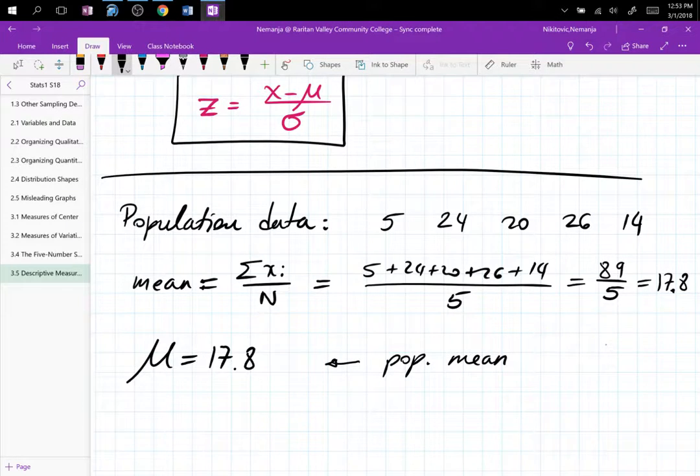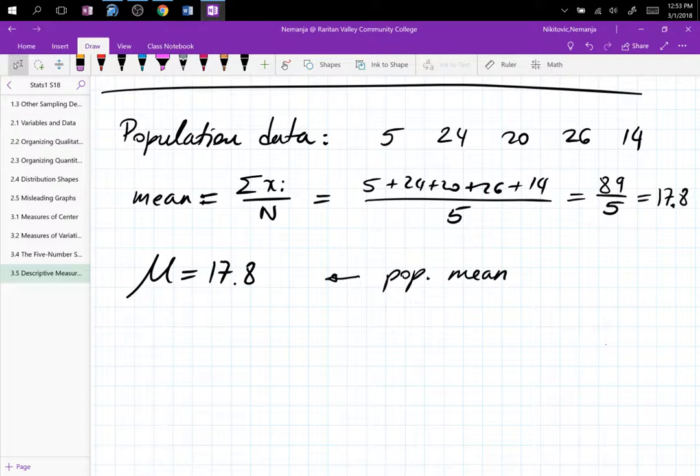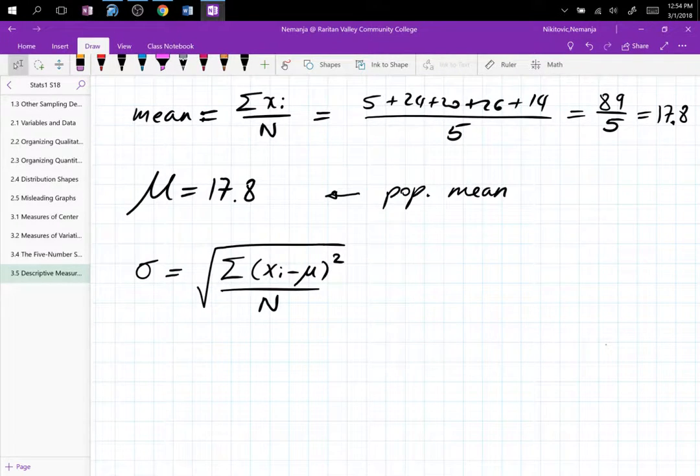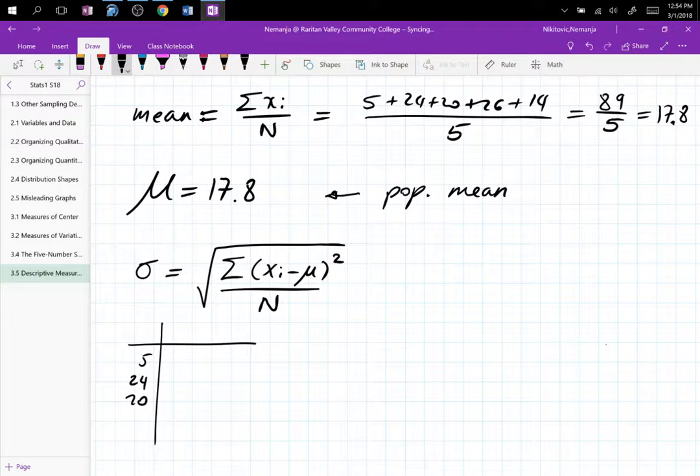The next in line for us to find is the standard deviation. To find standard deviation, we are using our formula. Sigma equals square root of summation of all xi minus mu squared, divided by capital N. We remember that we need to create a chart of values: 5, 24, 20, 26, and 14. You only need to put the data in increasing order if you're looking for median and quartiles and things like that. But for mean and standard deviation, these scores don't care about order. So these are your xi's.